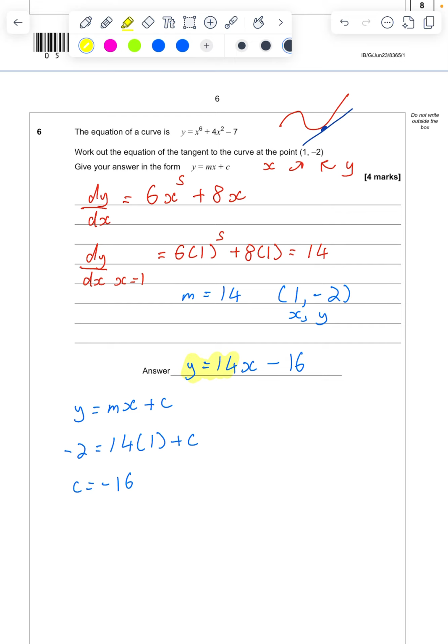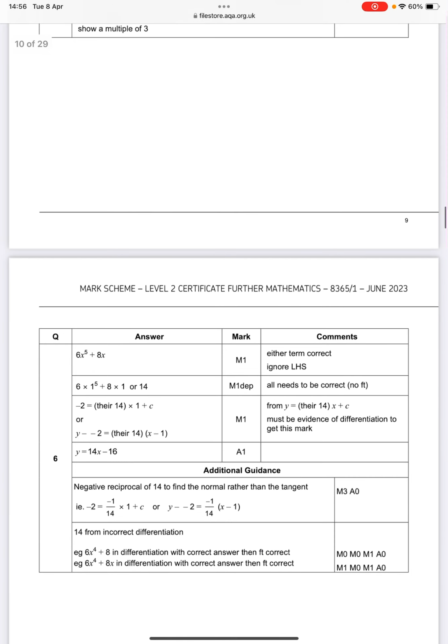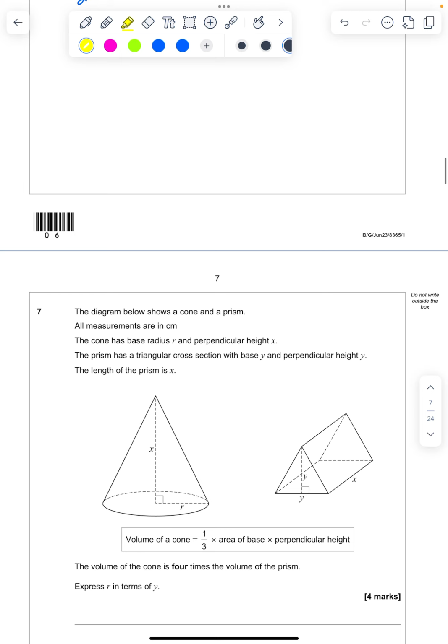Let's check the mark scheme. There we go. So 14x take away 16. We're looking good. Perfect. Maybe one more question.